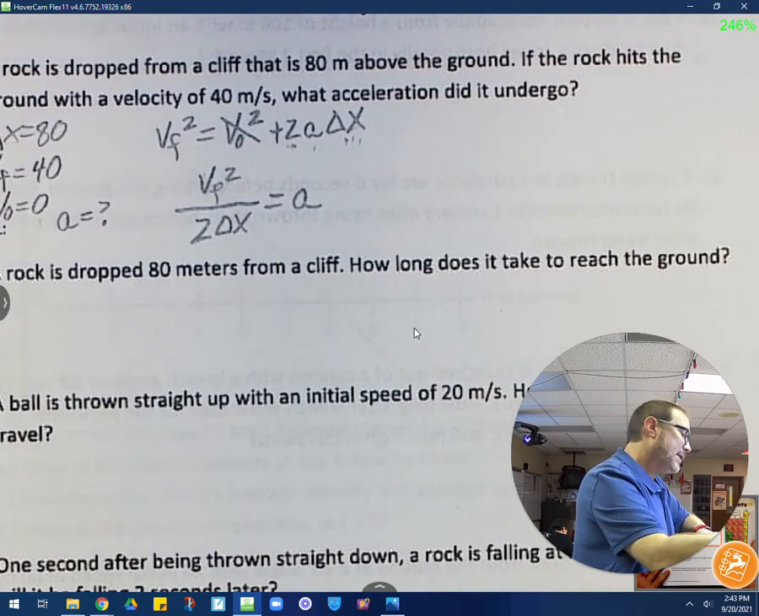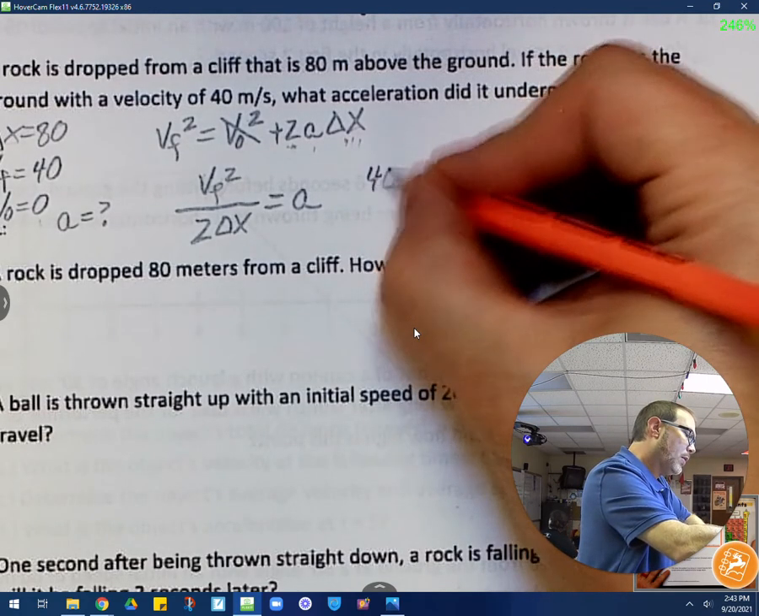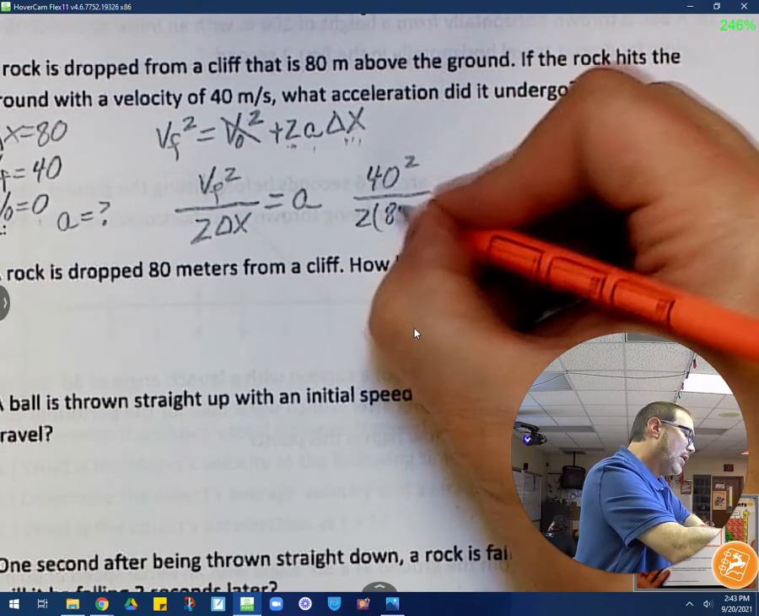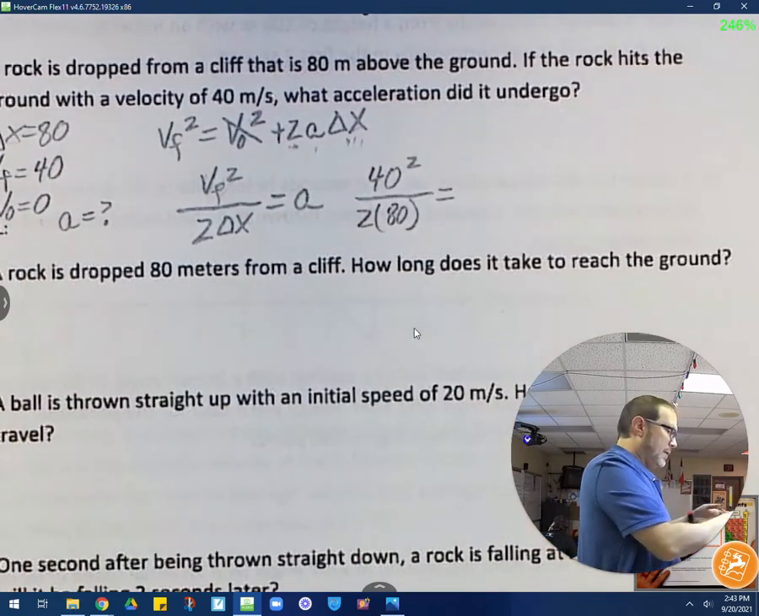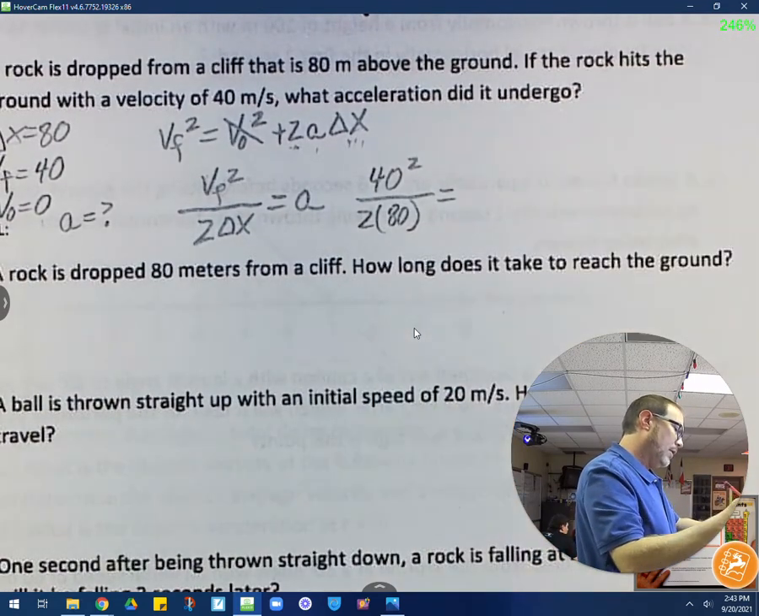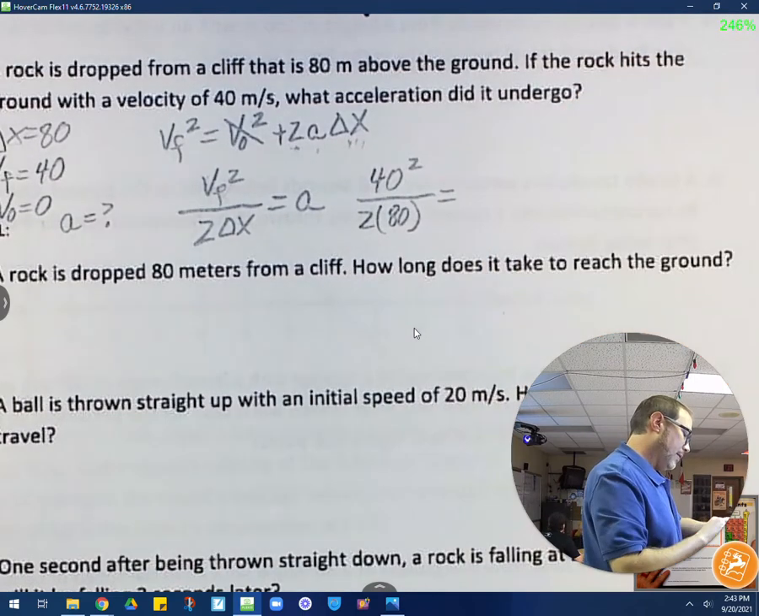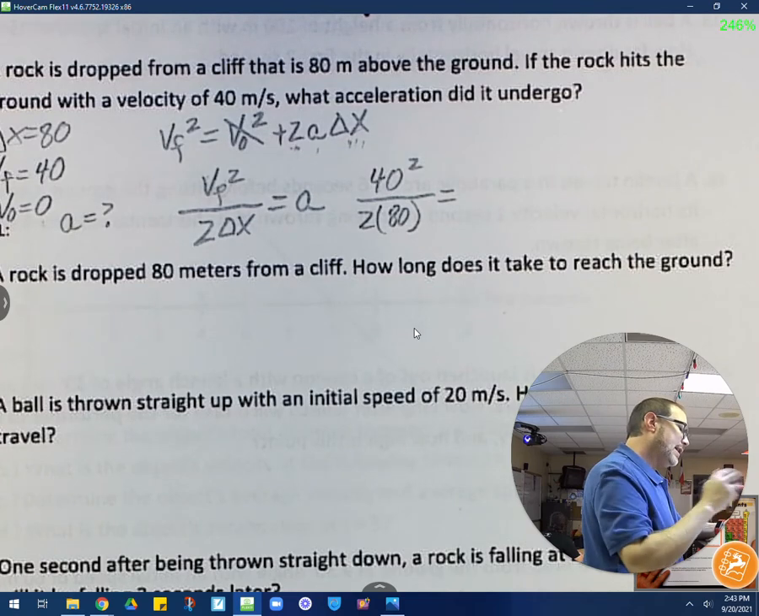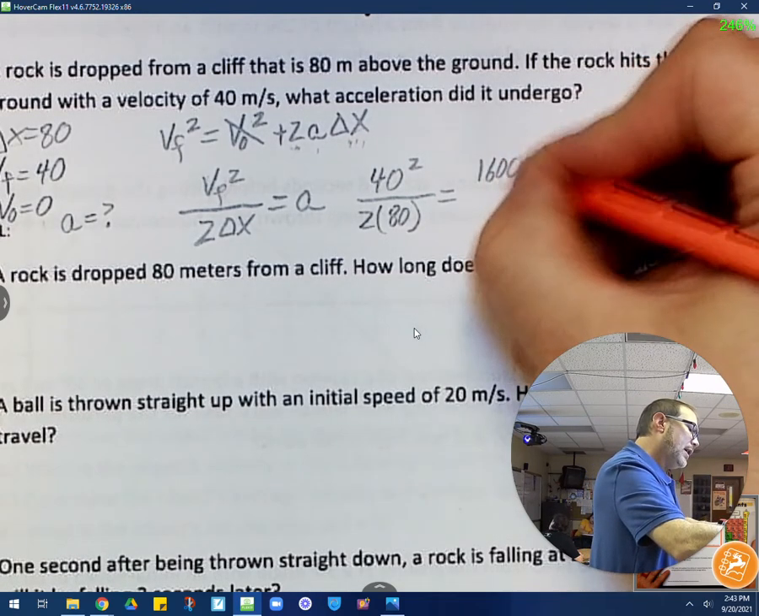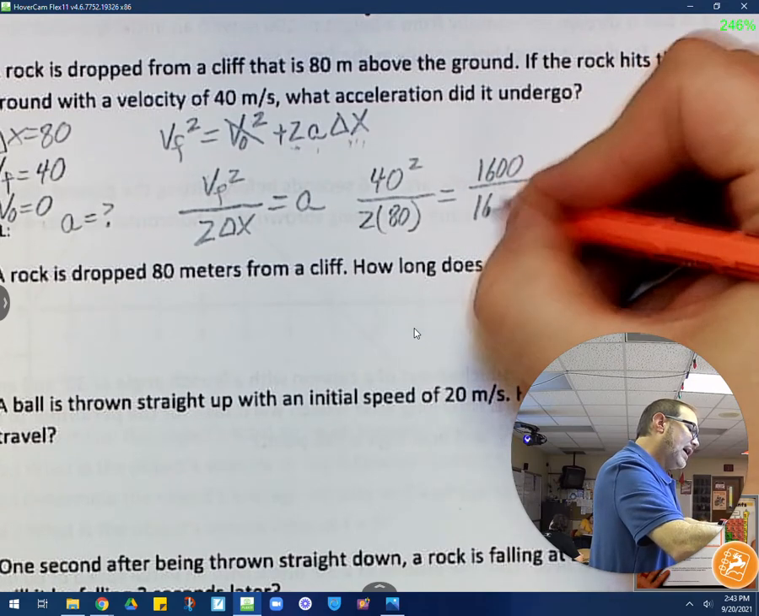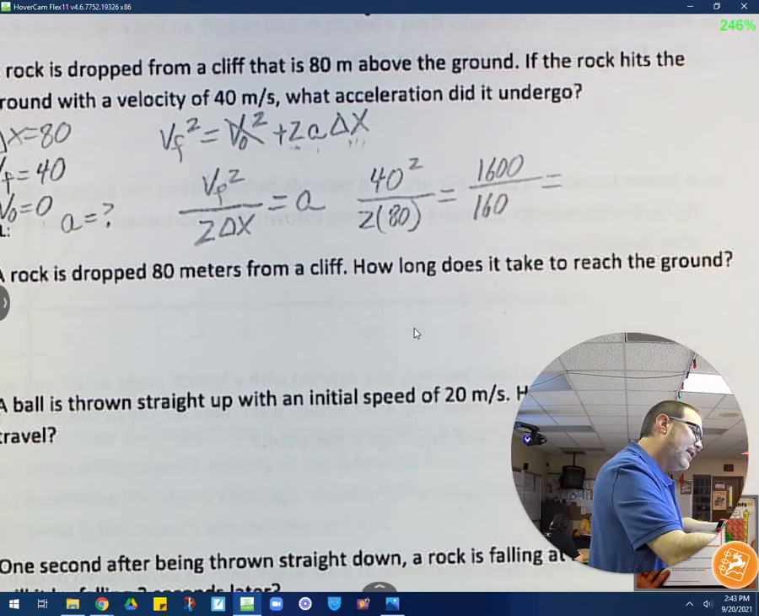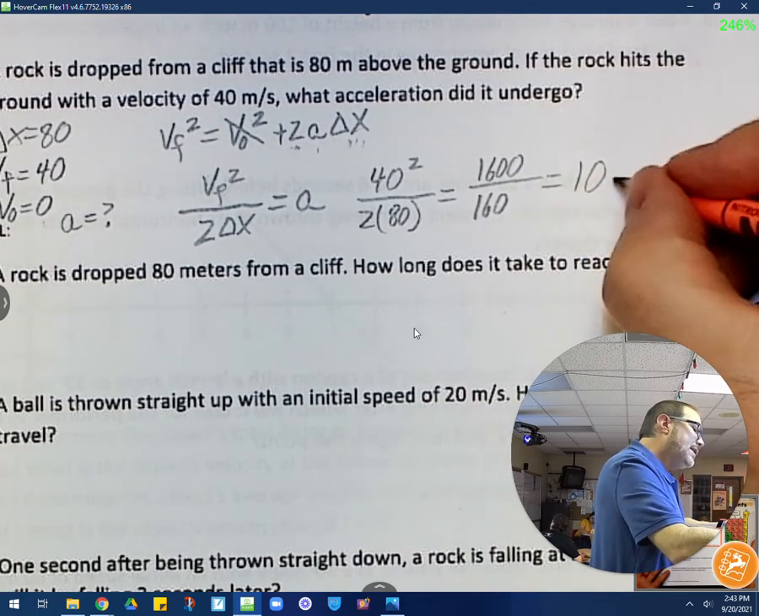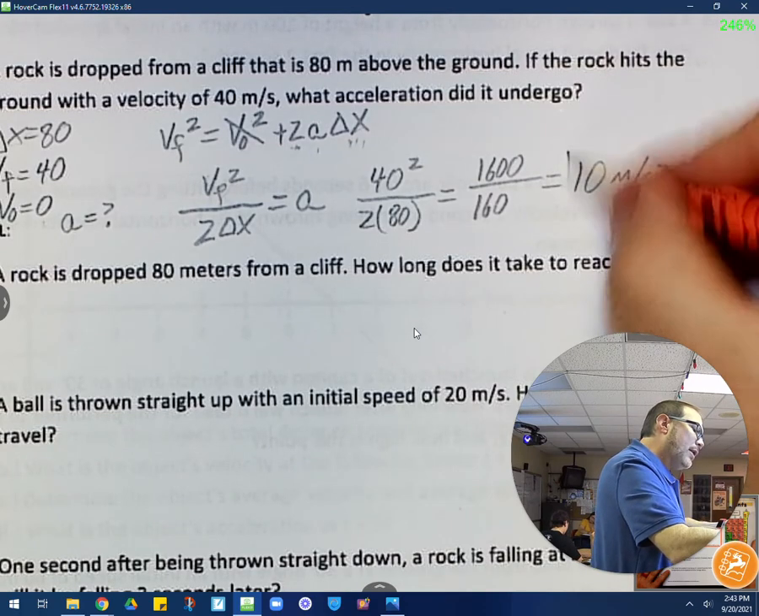So now let's plug this in. So I'm going to do 40 squared divided by 2 times 80. So, okay, 40 times 40, that would be 1600. Okay, so 1600 divided by 160. I think I can do this one in my head. I think that's going to be 10. So our acceleration, according to our numbers here, is 10 meters per second squared.